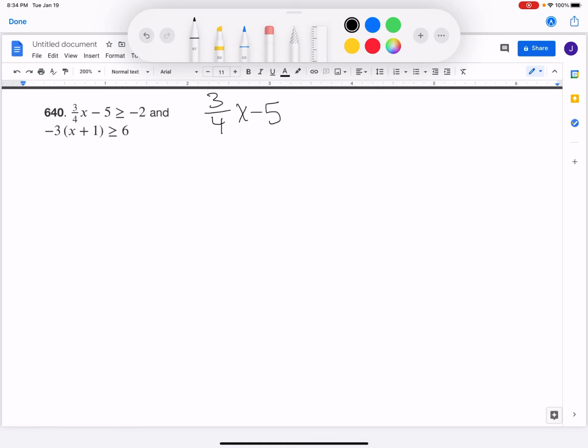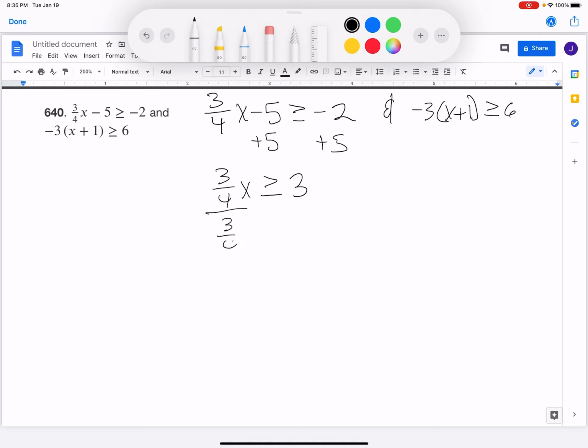So we've got 3/4 x minus 5 is greater than or equal to -2, and -3 times x plus 1 is greater than or equal to 6. Here we're going to add 5. That's going to give us 3/4 x is greater than or equal to 3. And we'll divide by 3/4, in which case we can flip.